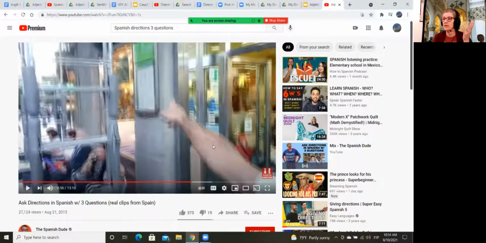Point. This seems so just intuitive. Well, of course he points. Every Hispanic country, when you ask ¿Dónde está? They will turn and point somewhere. Every single one. This is the truth.